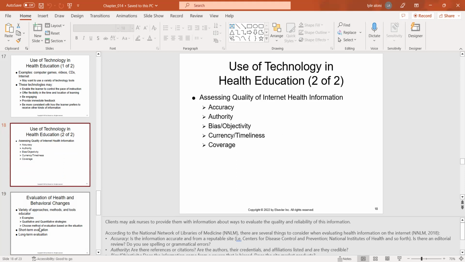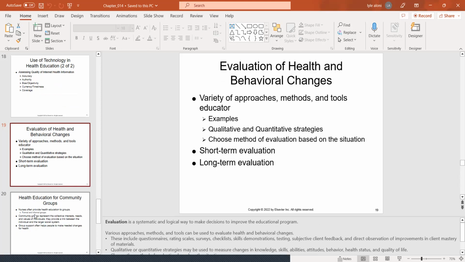So according to the National Library of Medicine, things to consider when we're looking at our health information on the internet, to be real careful with that. And we know our accuracy, is it right? The authority, who's saying it, biases, currency, and timeliness, and then coverage. So we look at all 3 of those when we're evaluating online health information.